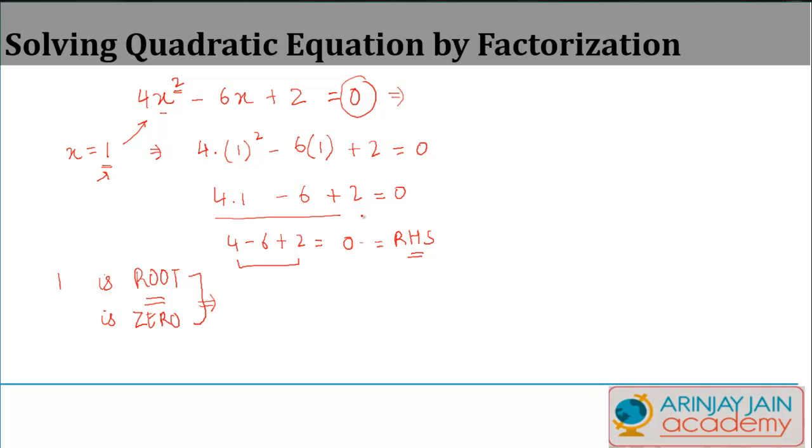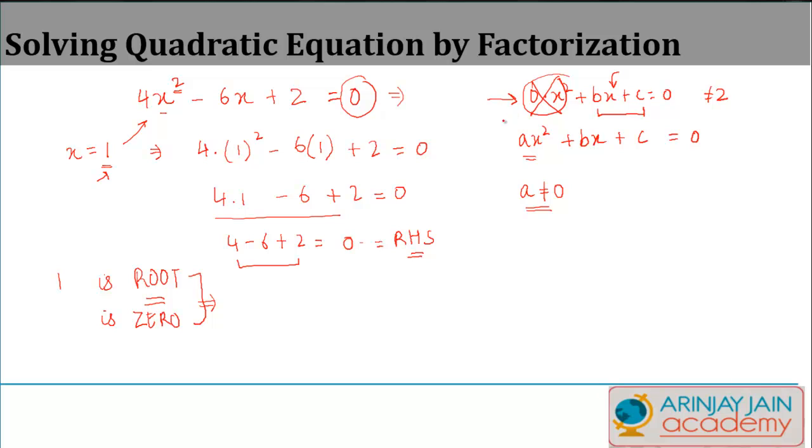In other words, for any quadratic equation ax squared plus bx plus c is equal to 0, we say that a is not equal to 0. The reason is that the moment a is equal to 0, this equation will become 0 times x squared plus bx plus c is equal to 0. The 0x squared would cancel out and we will be left with only bx plus c. The moment the highest power of the variable is not 2, this does not remain a quadratic equation. So we say that a is not equal to 0.